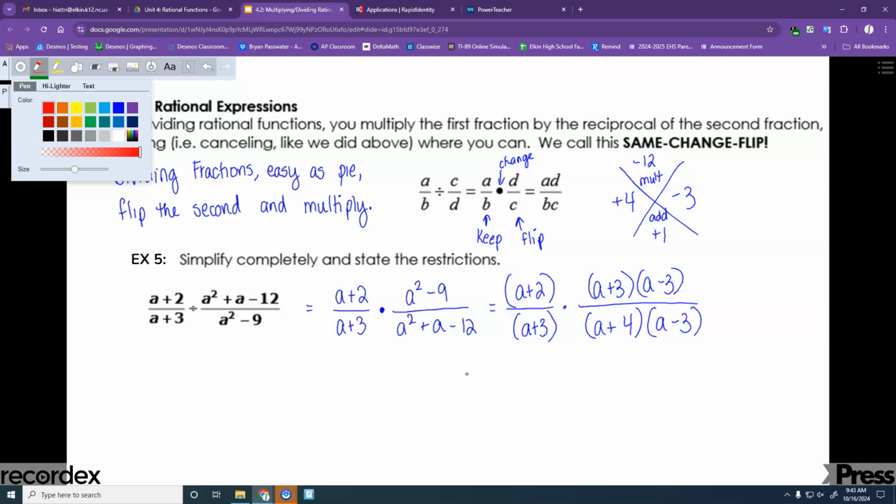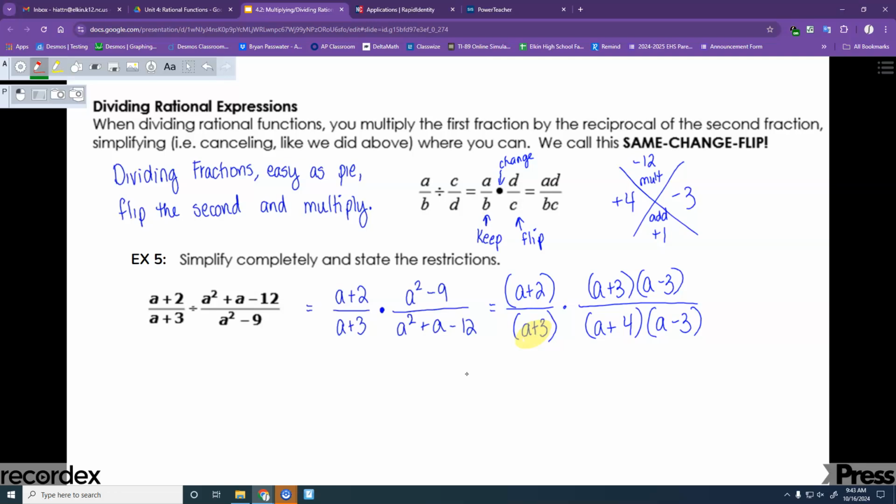Okay, so I want to do excluded values first. Division ones are a little bit tricky. You need the bottom of this fraction, which is going to be a cannot equal negative 3. You need the bottom of this fraction, which is going to be a cannot equal negative 4, and a cannot equal positive 3. You also need to look at the top of this fraction as well, because it flipped. So at no point can your denominator equal 0.